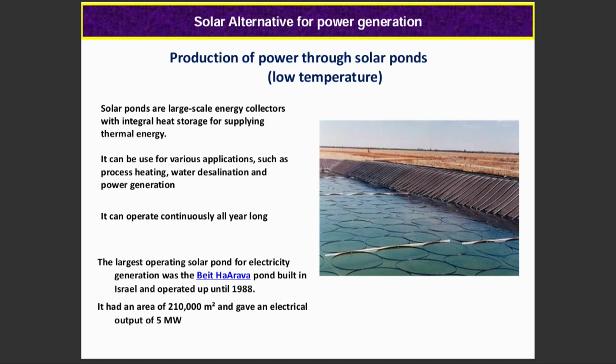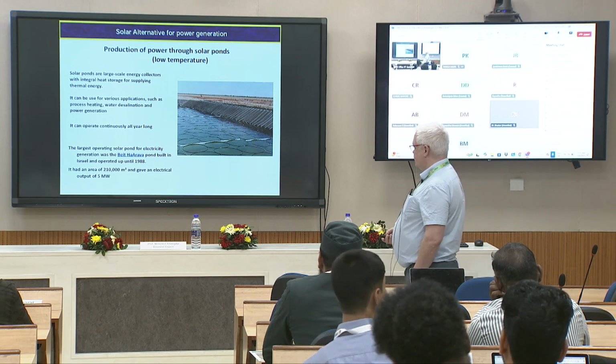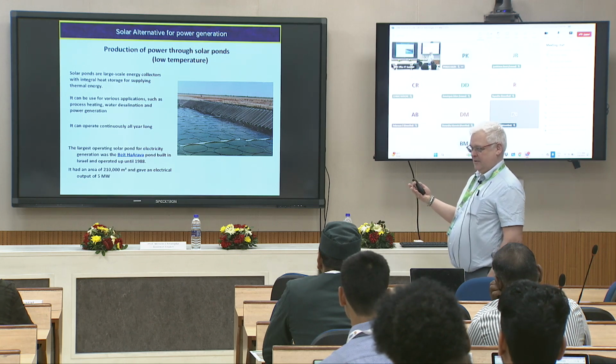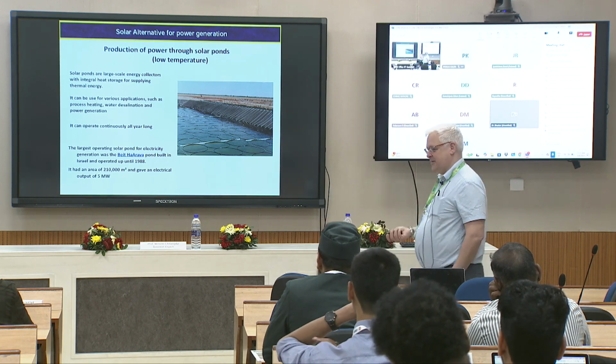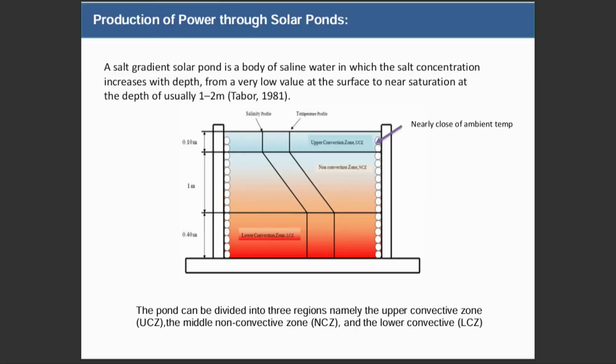One is already working since 1988 in Bet Arava in Israel. Its area is of course large: 210,000 square meters, and it produces 5 megawatts. It's funny, because we said that with low temperature we can't produce electricity, and this system can. It is based on different zones. It's a basin which is not deep. It's a large area of salt water, but not deep.